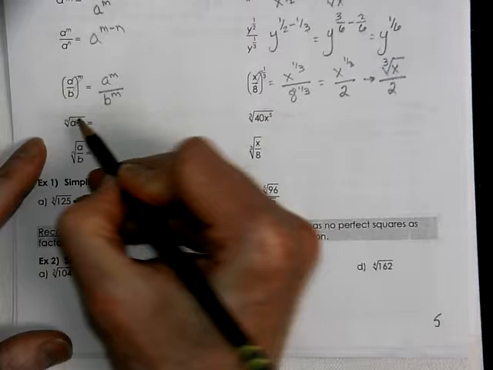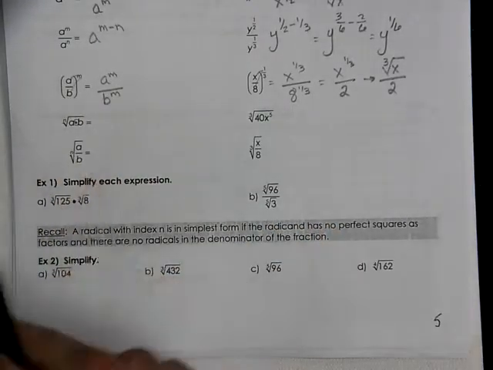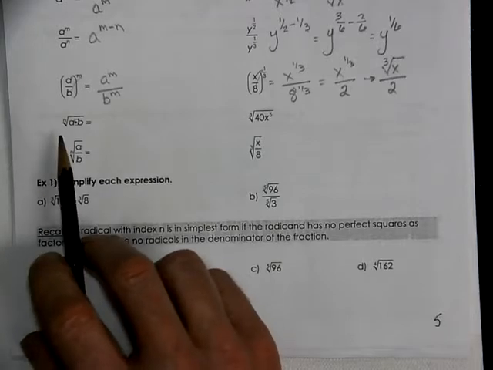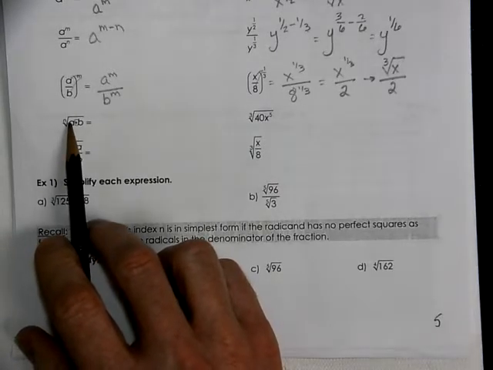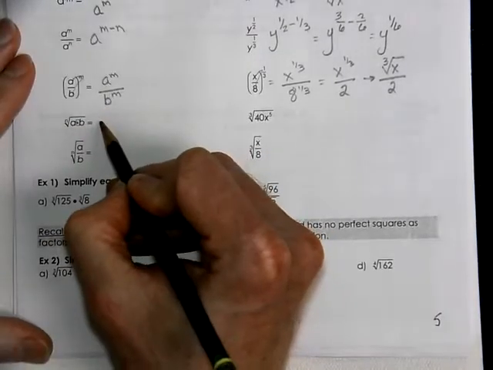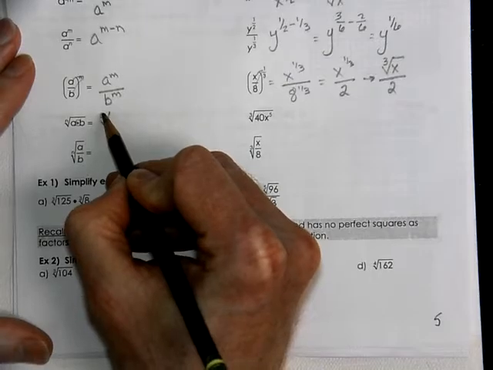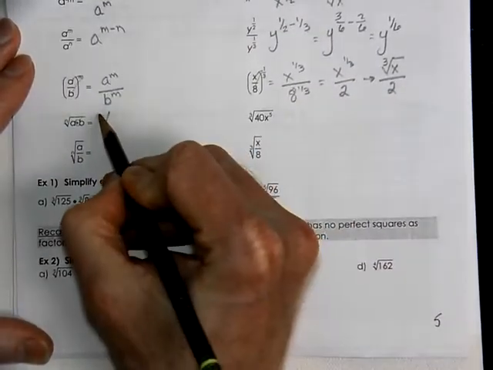Here we have a multiplication. Again, the square implies that it didn't process correctly. So what I notice here is that we're going to be able to break this into 2 separate radicals.